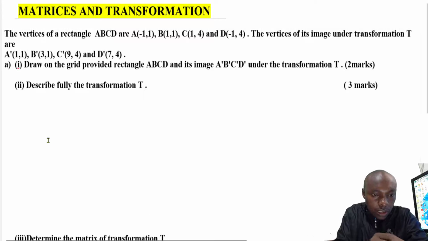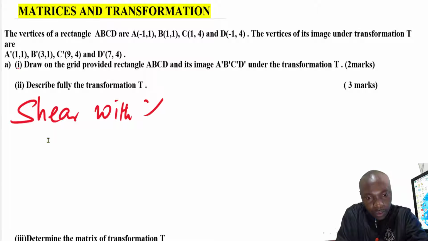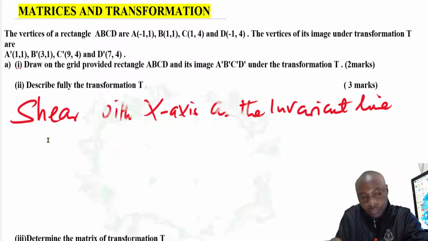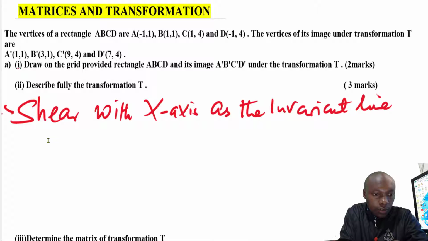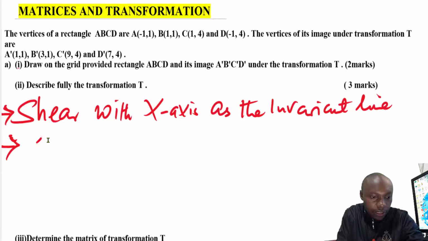So this is a shear with x-axis as the invariant line, and that is the first thing you're supposed to give. Then the second thing you are required to give is the shear factor.